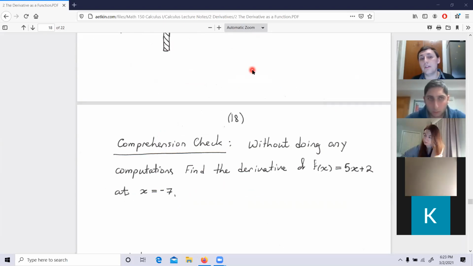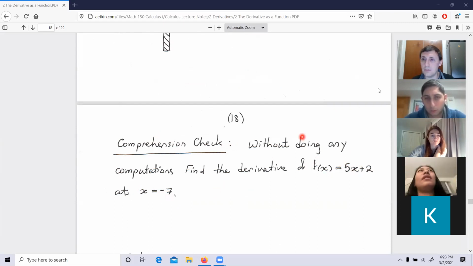Now, very, very quick comprehension check, guys. Without doing any computations, tell me what's the derivative of this function at x equal to -7, please.